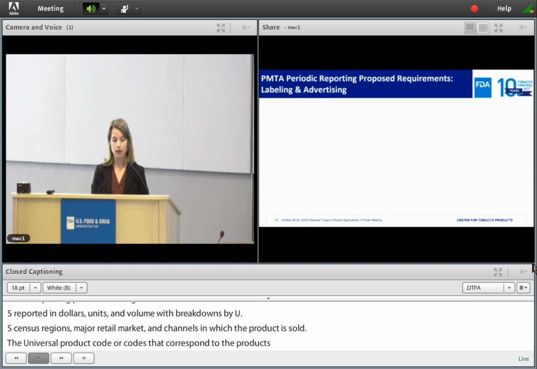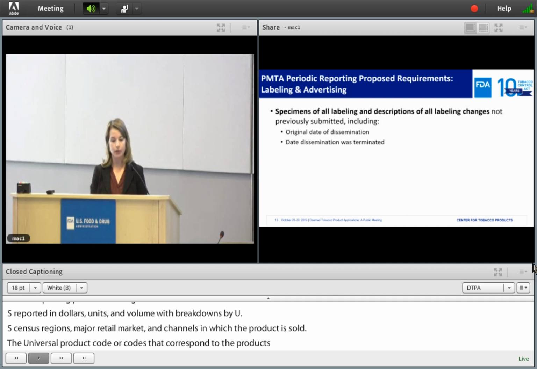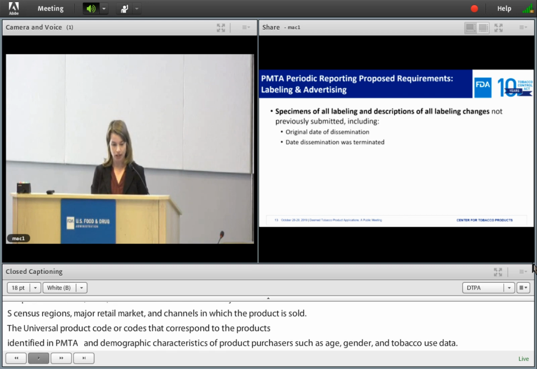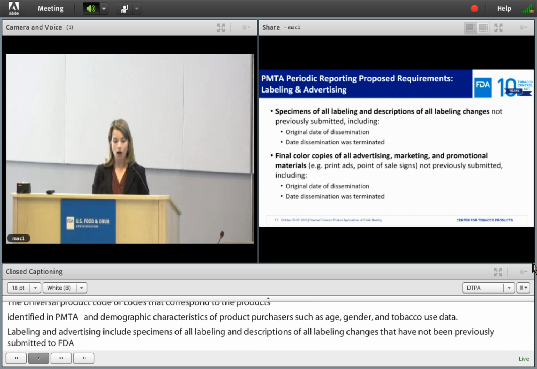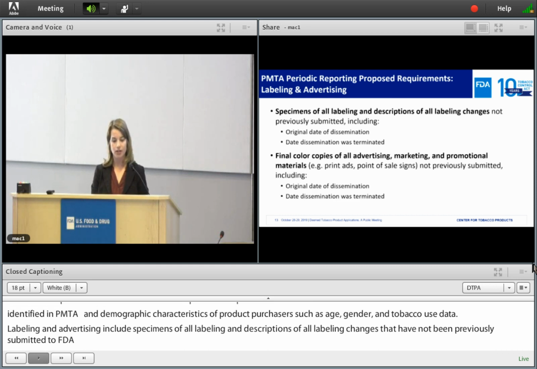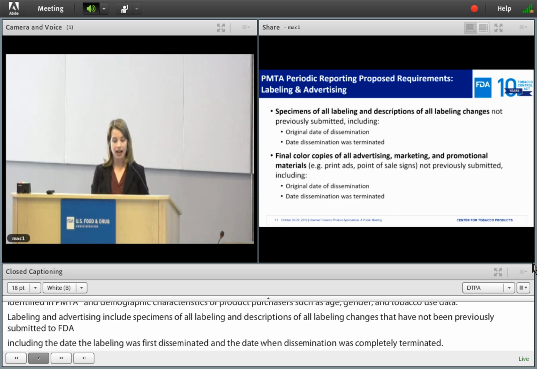Proposed requirements for labeling and advertising include specimens of all labeling and descriptions of all labeling changes that have not been previously submitted to FDA, including the date the labeling was first disseminated and the date when dissemination was completely terminated, as well as full color copies of all advertising for the tobacco product that have not been previously submitted to FDA, as well as the date the materials were first disseminated and the date the dissemination was completely terminated.